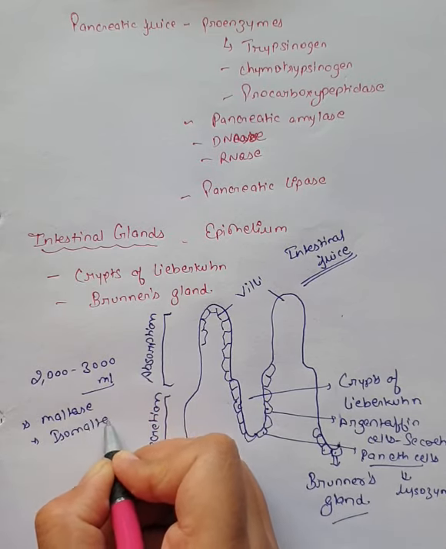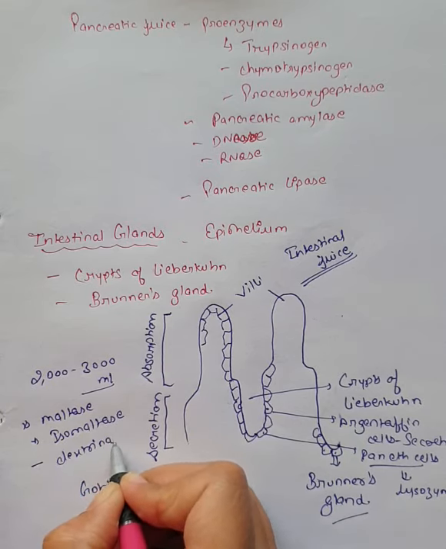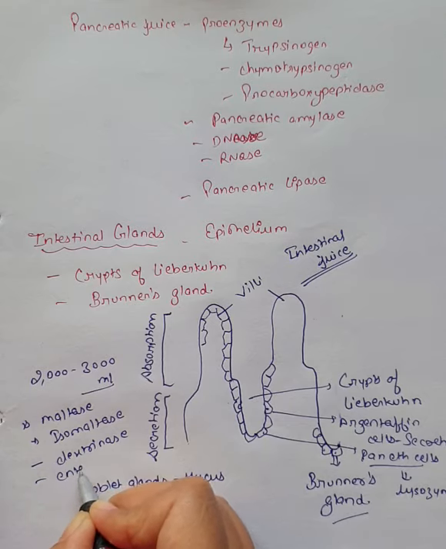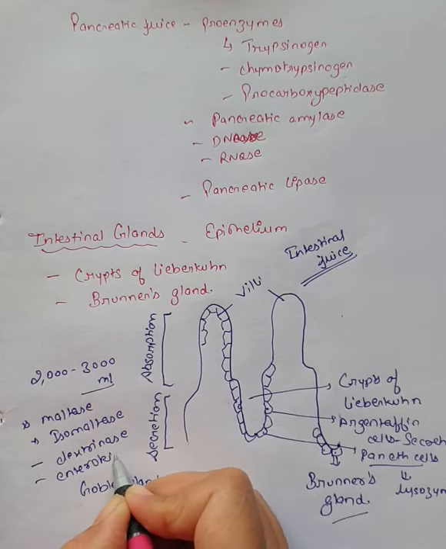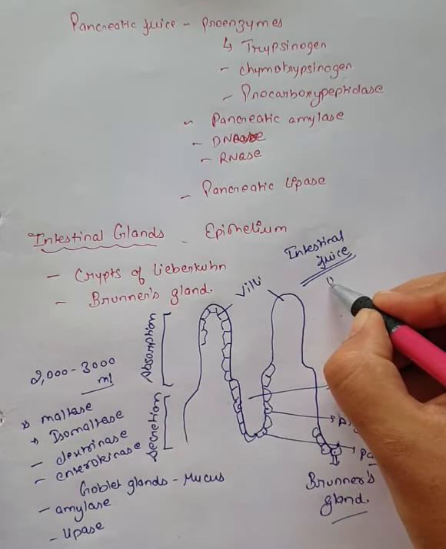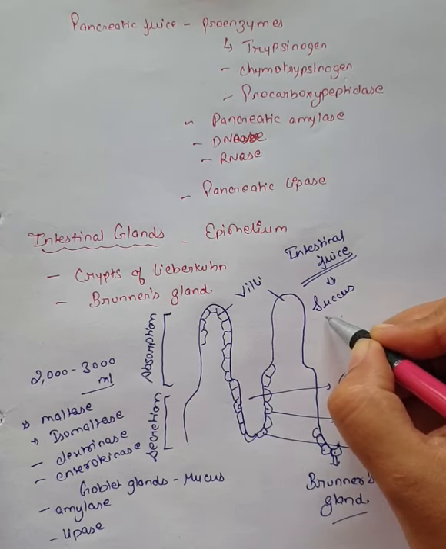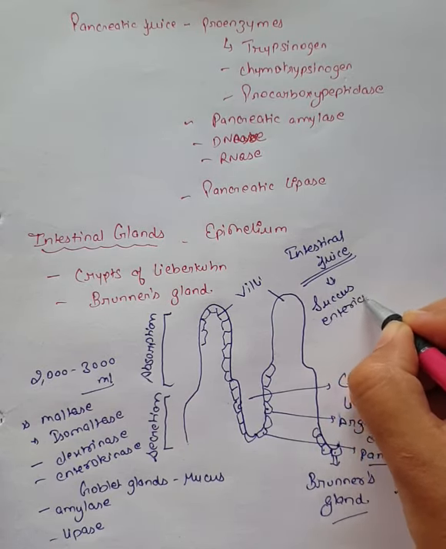isomaltase, dextrinase, enterokinase. It also contains amylase and lipase. So there are lots of enzymes present in intestinal juice. Intestinal juice has another name, which is succus entericus.